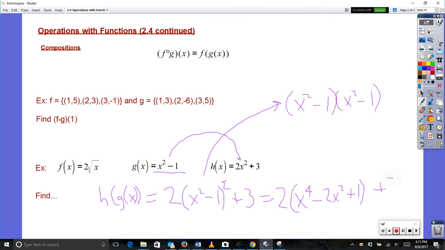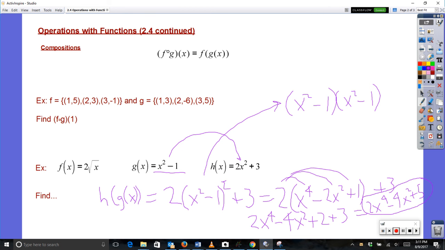Then there's the plus 3 over here, and that's all parenthesized because it's multiplied by the 2. Distribute the 2, 2x to the 4th minus 4x squared plus 2 plus 3. Add the 2 and 3 together to get 5, so we have 2x to the 4th minus 4x squared plus 5 is the composition, or some people say just the composite of those two functions.